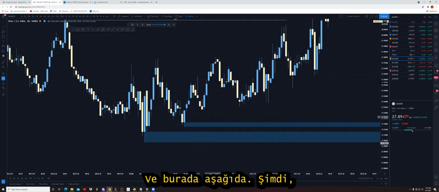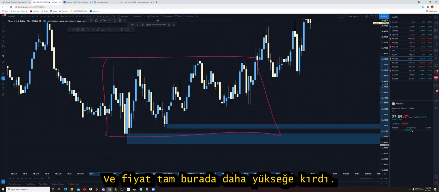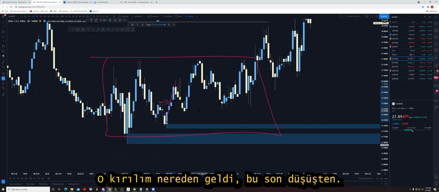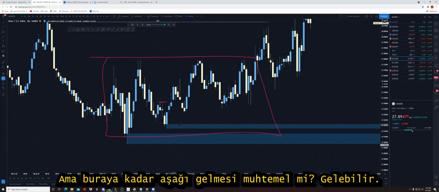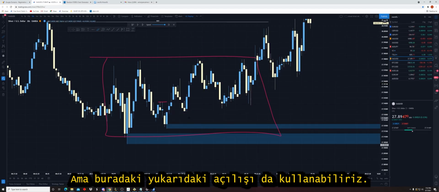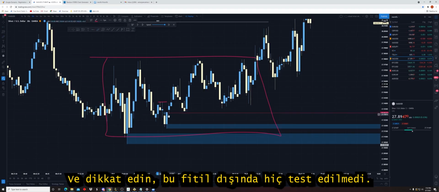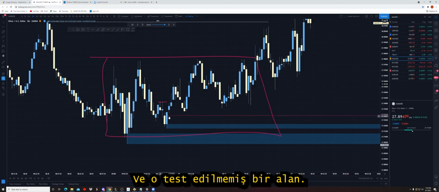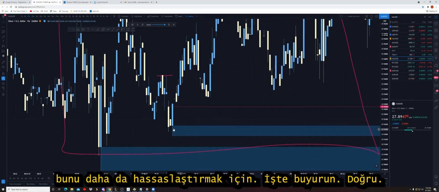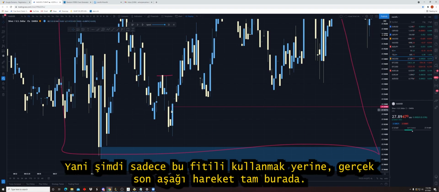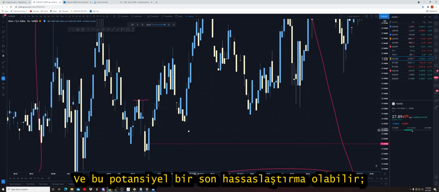Now, ask yourself about what happened in price here, right? This is all inside of that SND zone, and price broke higher right here. Where did that break come from? This last down move. So yes, this one's valid, but is it likely to come all the way down here? It could, but we could also use the open of here, right? So right here is also a valid SND zone, and notice how it's never been tested except for this wick. So maybe we use the open, and that's an untested area. So maybe we get a little bit lower to refine that further. There we go, right? So now instead of just using this wick, the last real down move is right here, and that can be a potential final refinement that you make, right?